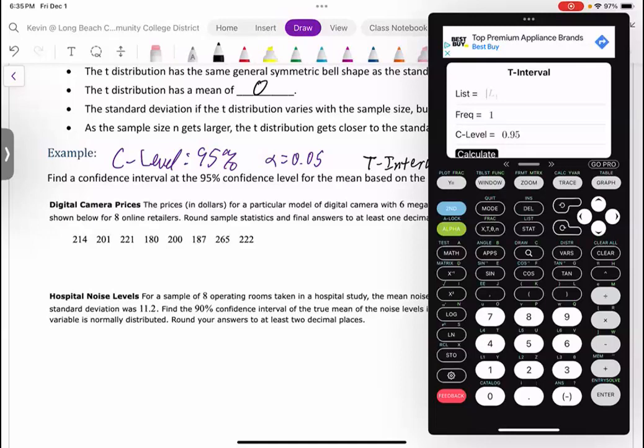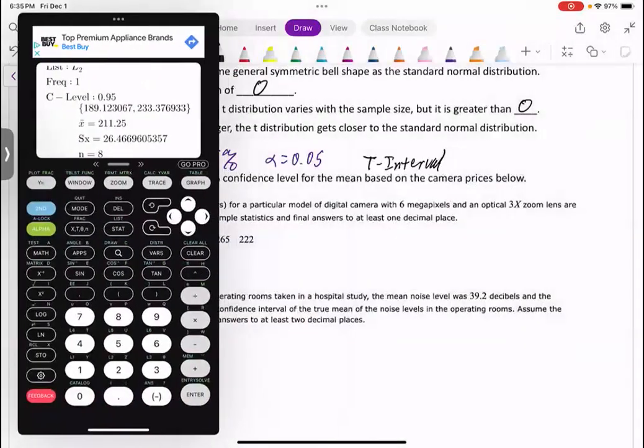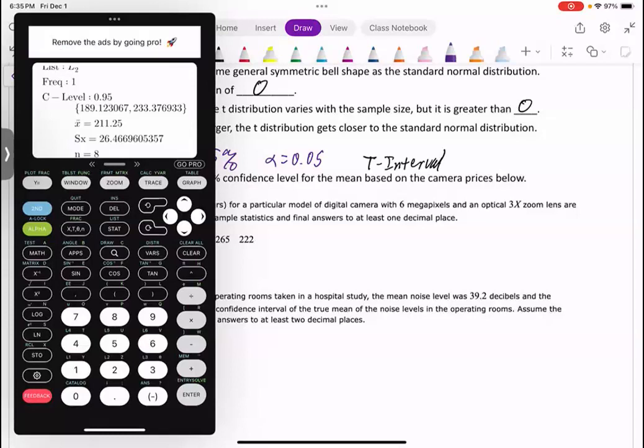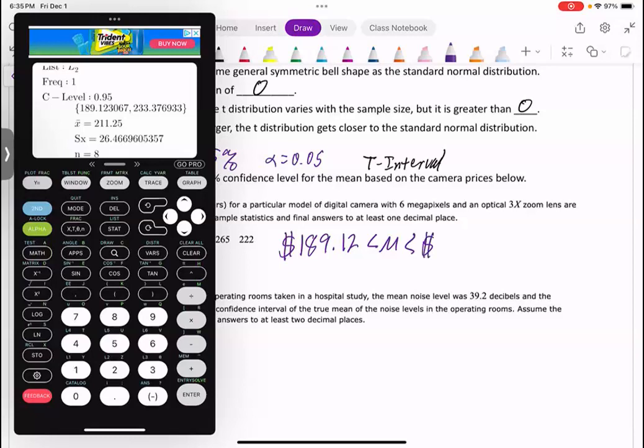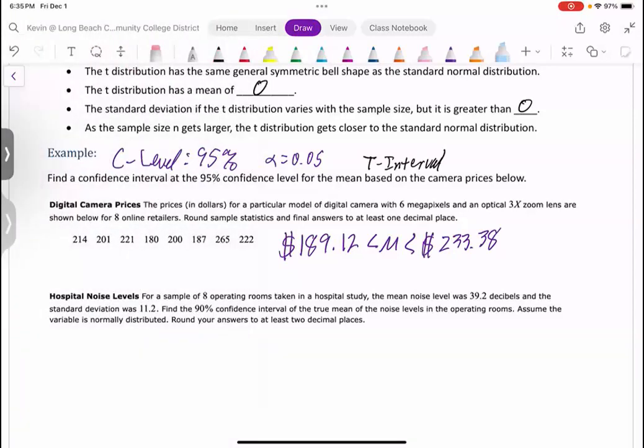So second 2 is list 2. And there we go. So they are saying that, and let's keep the purple, why not? That we are between $189.12 and $233.38. And that is our actual confidence interval.